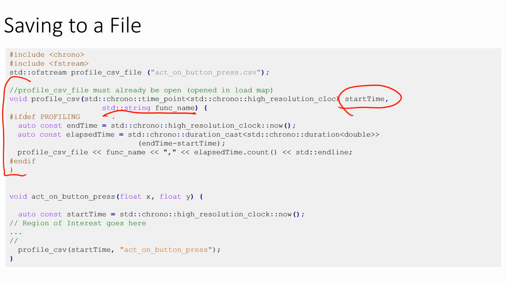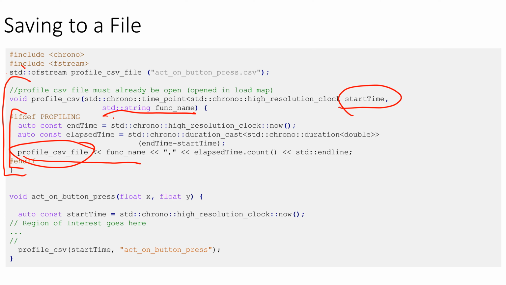And then this is the code I showed you before, right? Well, it's most of the code. Basically, I need the start time, and then these 3 lines of code are what I showed you before. They get the time now, take the difference, turn it into seconds, and I print it out not to the screen, but to a file. Remember, I can use the output stream operator not just on cout. I can use it on any output stream.